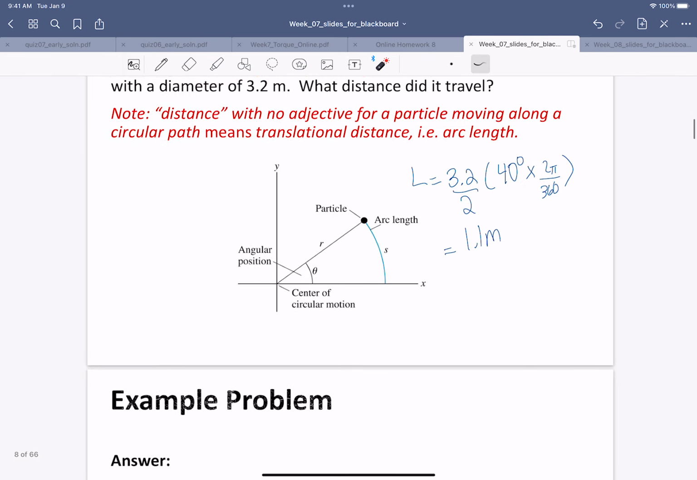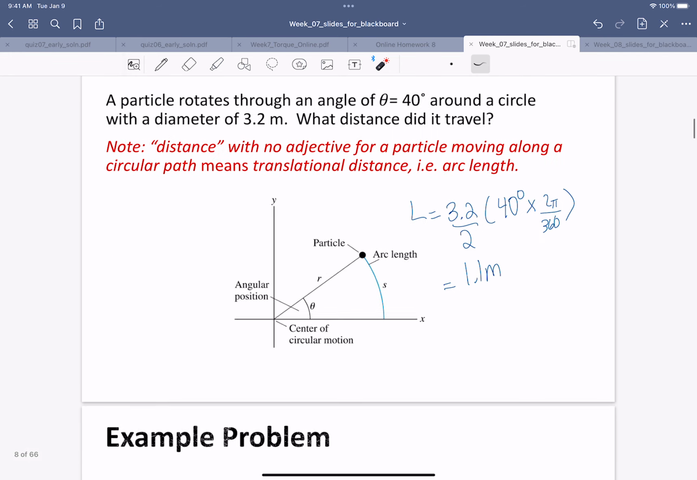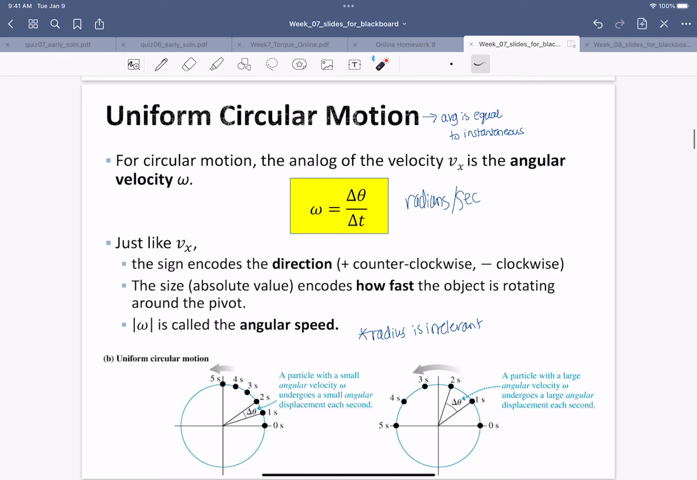So this is just another example. I'm not going to go over a lot of examples from the slides because you guys have likely reviewed them already.